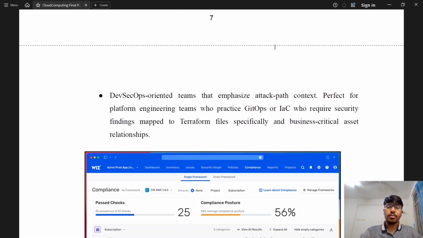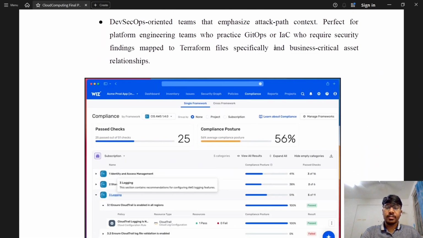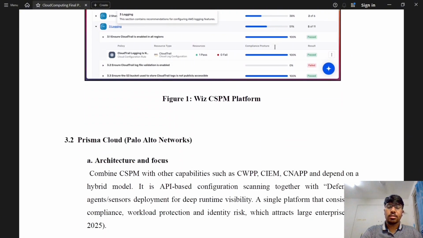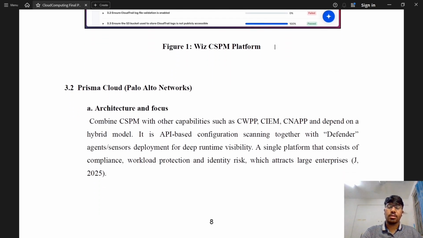Next, we're going to see the dashboard of Wiz, and this is the dashboard. Secondly, we're going to see Prisma Cloud by Palo Alto Networks.